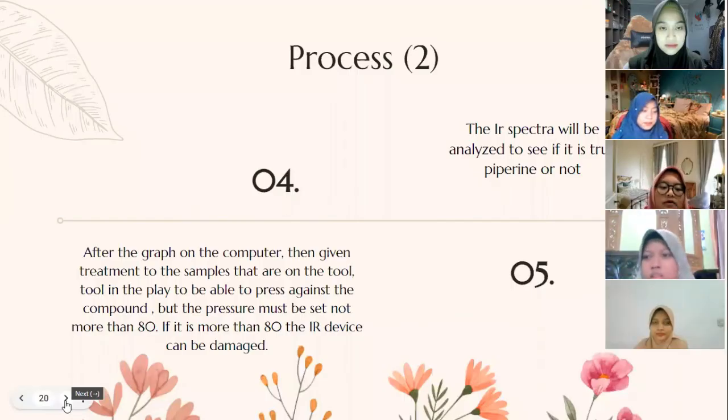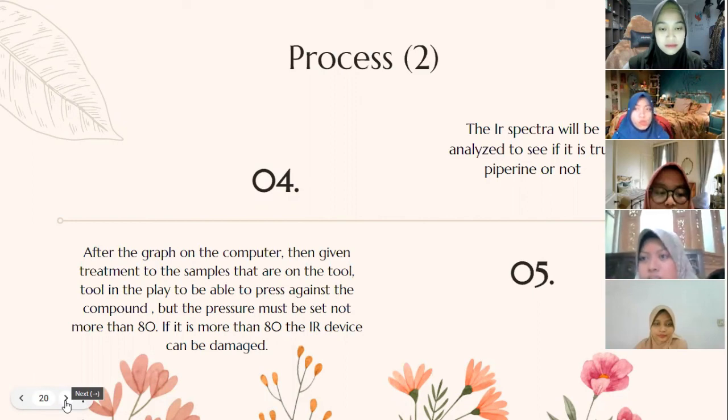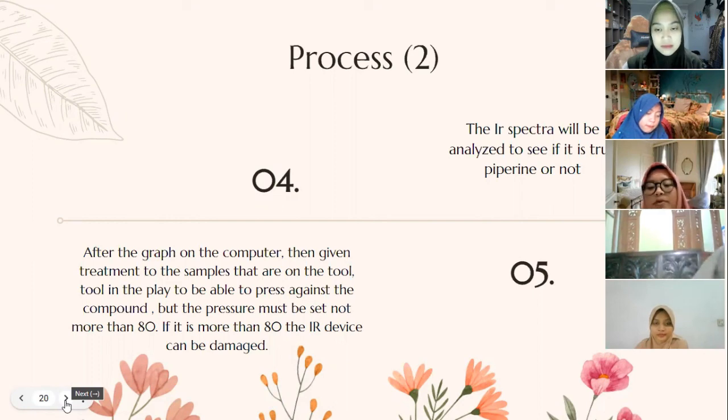Then after the graph appears on the computer, treatment is given to the sample on the tool. The tool's press is played to press against the compound, but the pressure must be set not more than 80. If it is more than 80, the IR device can be damaged. Then the last is the IR spectra will be analyzed to see if it is true piperine or not.